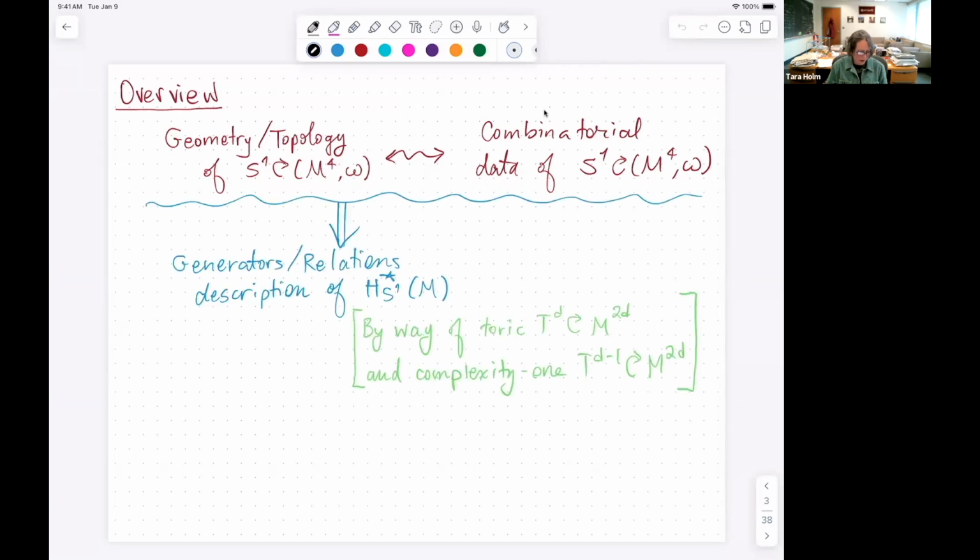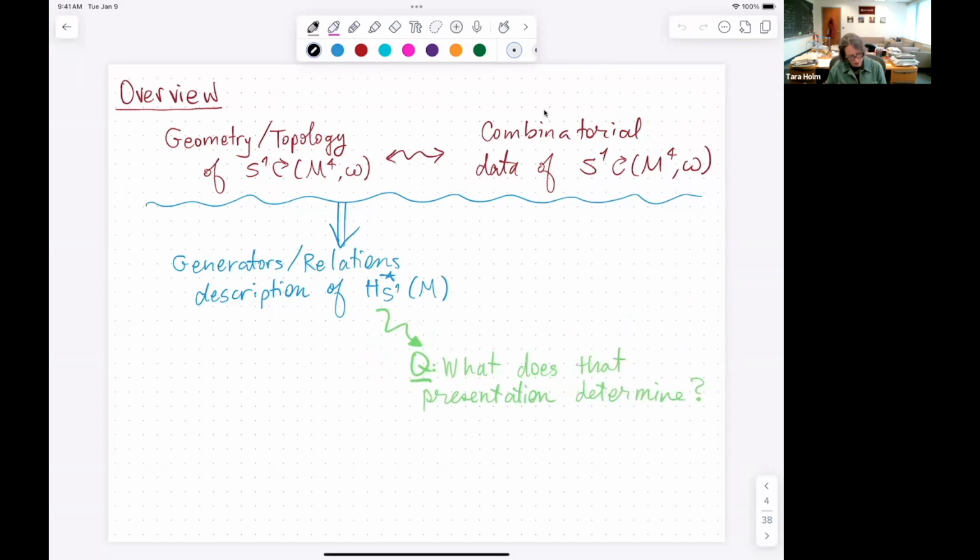The main point, so the work that Liat and I did in our two papers was to eventually produce a generators and relations description of the equivariant cohomology ring. And the way this worked, it sort of went by way of thinking about what happens with toric actions, and also I'll define all these words and show you how everything works, and then thinking about how that should work in the complexity 1 setting. And then once you have that description, the question is, what does that presentation determine?